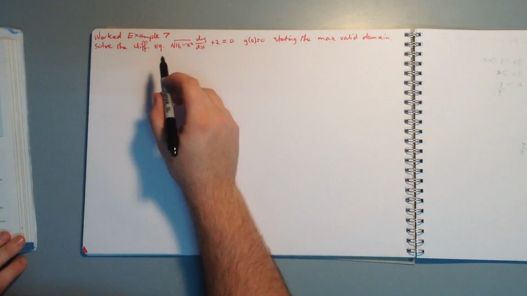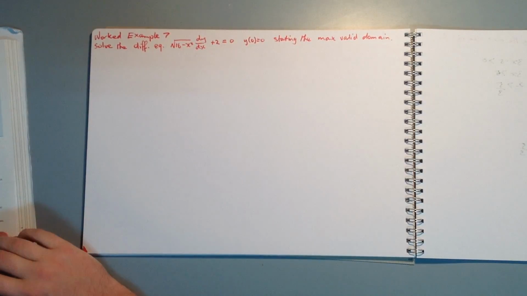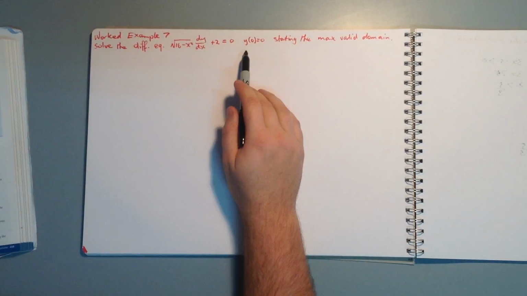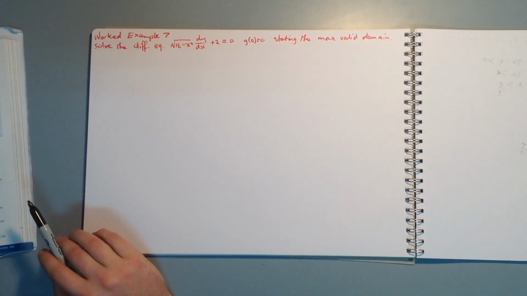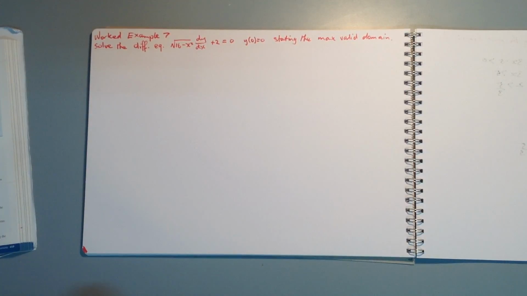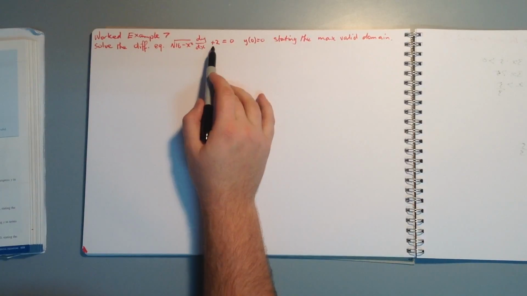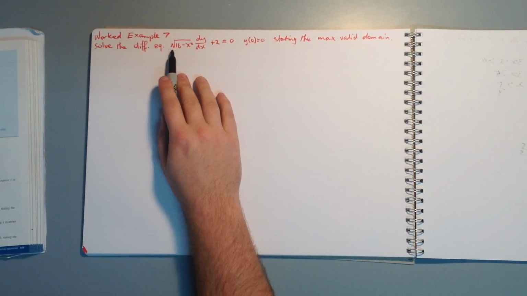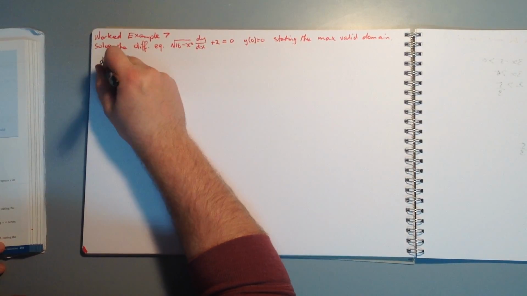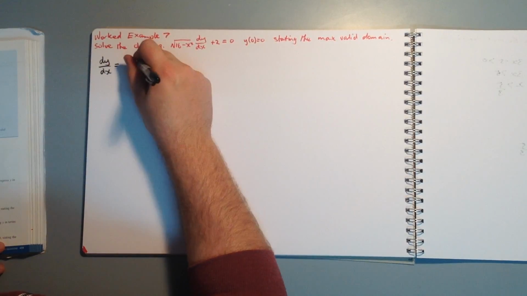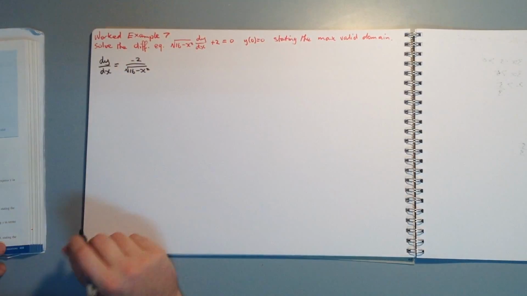Okay, we've got to solve the differential equation, the square root of 16 minus x squared dy dx plus 2 equals 0. We know that our initial condition is when x equals 0, y will equal 0, and we need to state our maximum valid domain like we did last time. So what we're going to do is rearrange like we have been. We can subtract our 2, divide by our square root of 16 minus x squared. So we say our dy dx equals minus 2 over square root of 16 minus x squared.